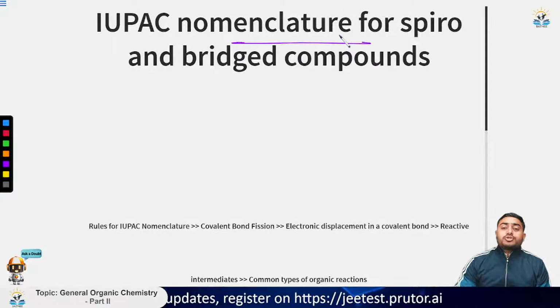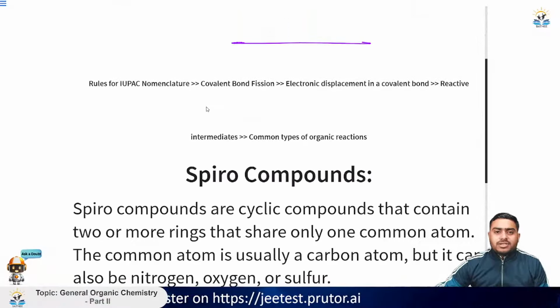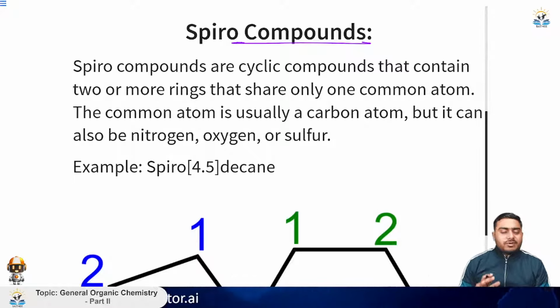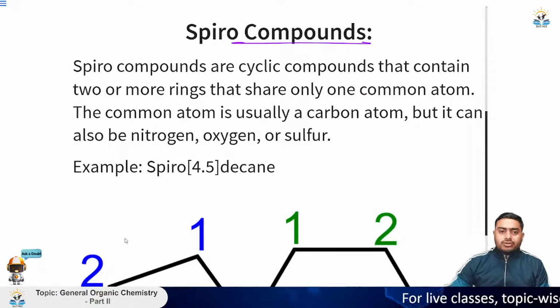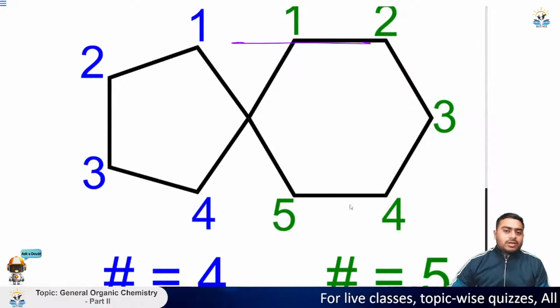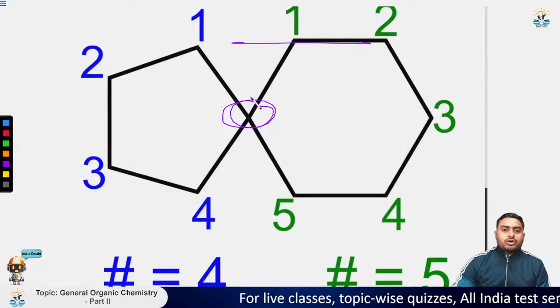IUPAC nomenclature for spiro and bridged compounds. Spiro compounds are cyclic compounds that contain 2 or more rings and share only 1 common atom. In the previous one, bicyclo, 2 common atoms are there, and in this case, spiro, only 1 common atom is there. It can also be nitrogen, oxygen, or sulfur, not only carbon. You can see the example here, with 1 common atom. This is the common atom.